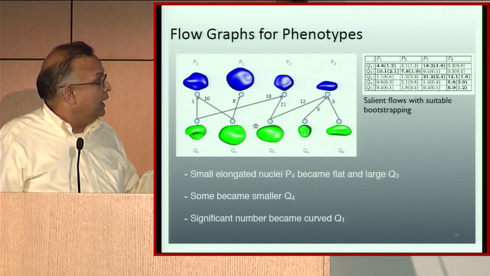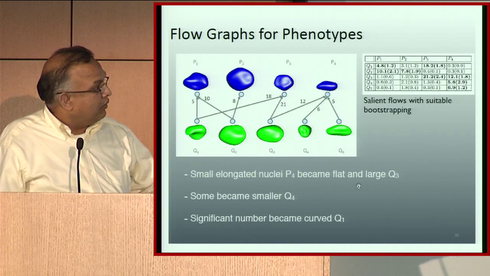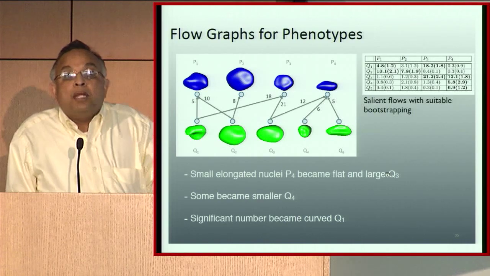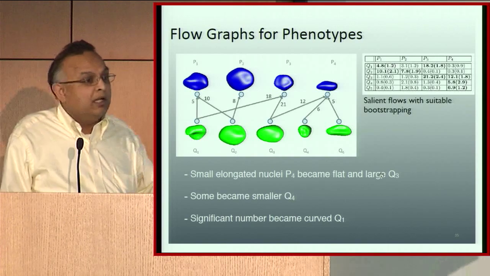So how do small elongated nuclei, these P4s, how do they become flat and large? I mean, what is the percentage of these that become flat and large? All these kinds of questions you can ask.